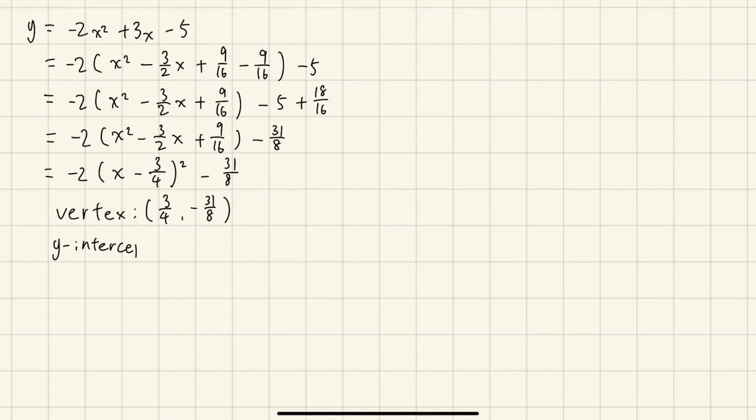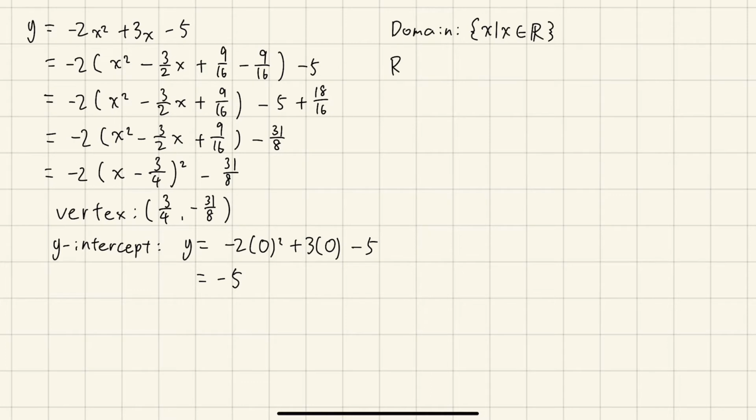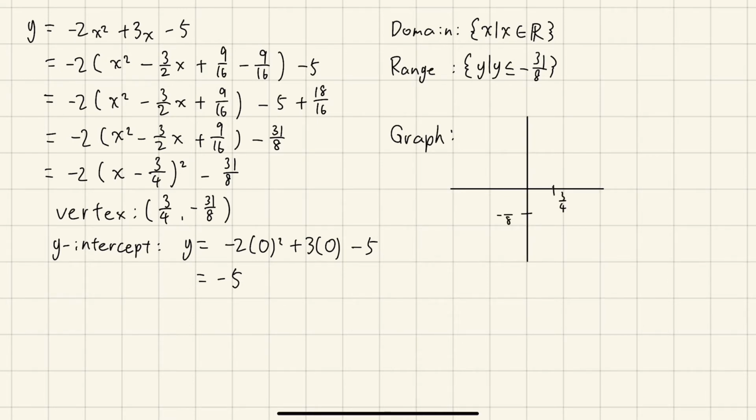Next, we'll find the y-intercept of the function by substituting 0 into the x's and get negative 5. Once we have the following information, the domain can be stated as all real numbers, and anything under negative 31 over 8 as our range. The sketch can be seen below with the y-intercept and vertex points labeled.